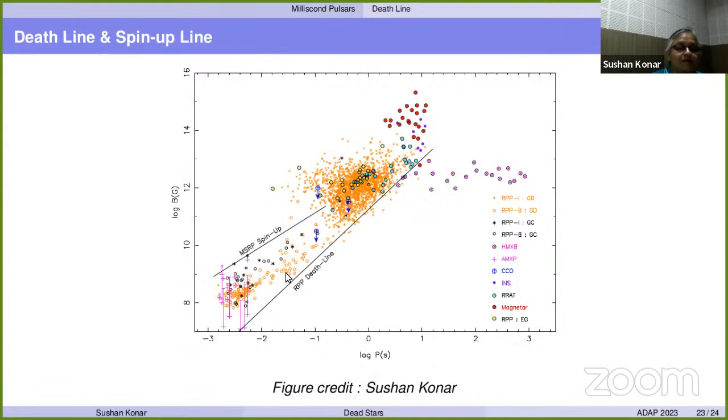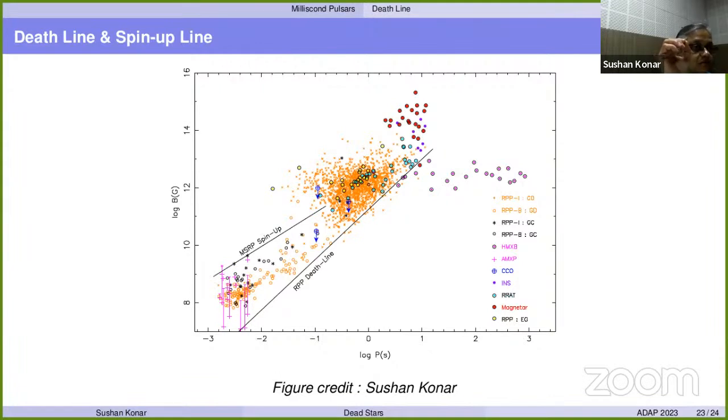That is a question. I mean, that region, we should have some objects in that region. And it's very, very clear that we are not seeing something there. So is this death line, or something similar to that, the physics that we are using to make this death line, is it valid for millisecond pulsars also? That is the question.